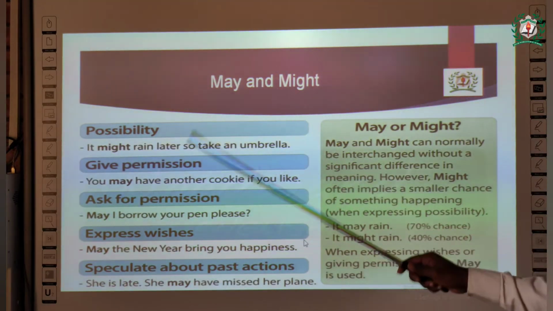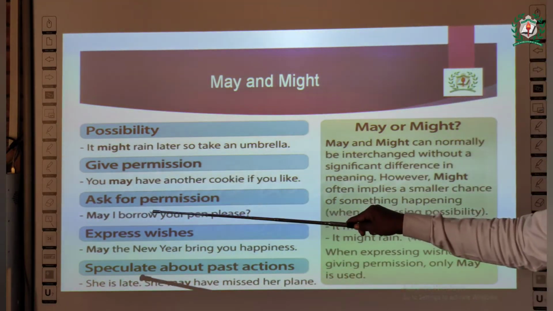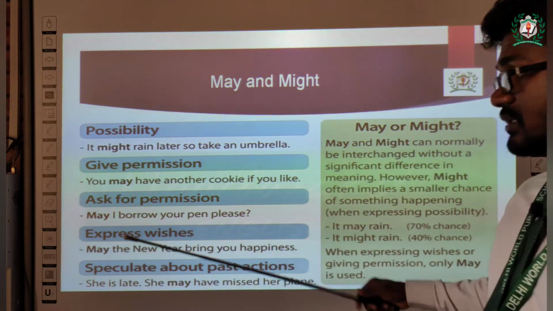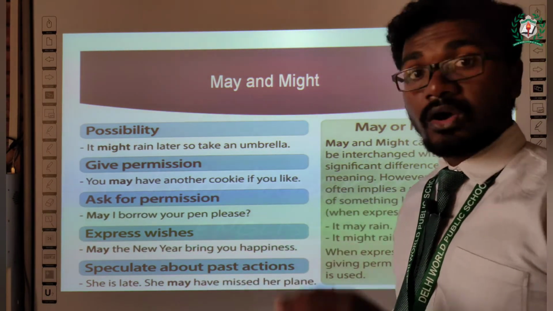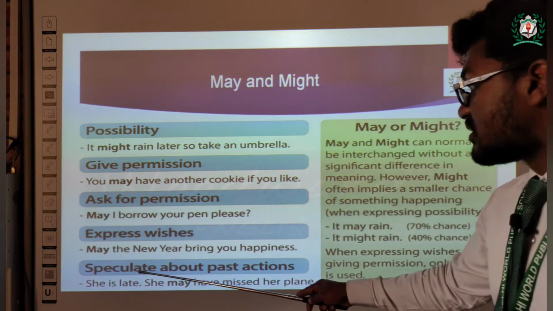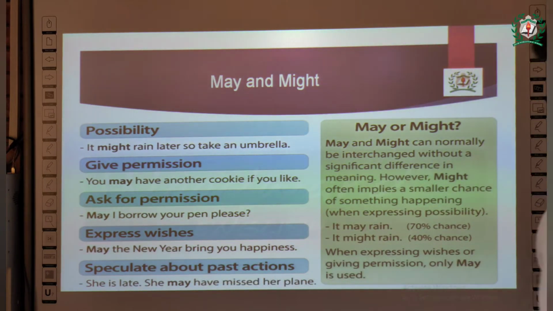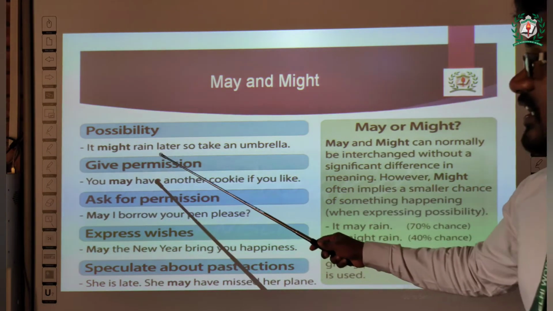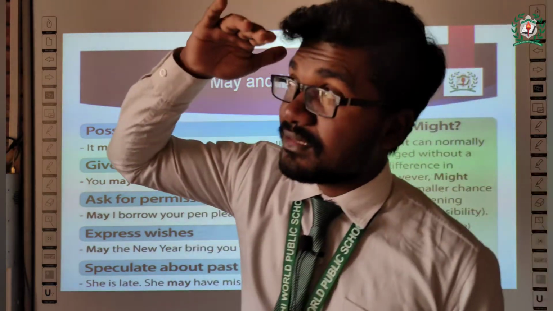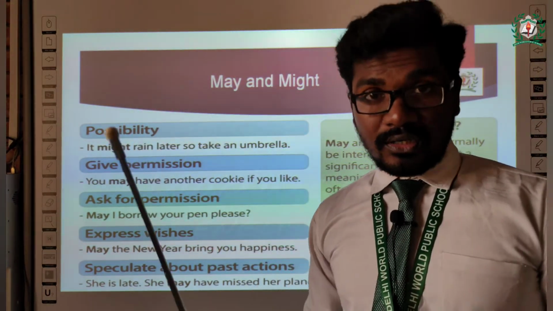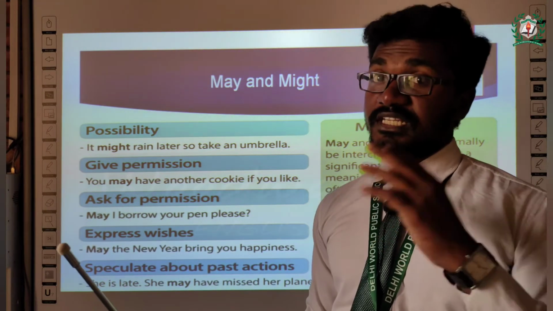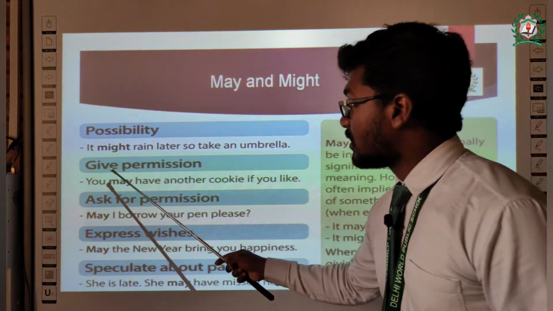Next, may and might. The possibility, permission: giving permission and asking permission, expressing wishes, may God bless you, right? You would have seen, you would have heard: speculating about past actions, what has happened. Let's see, it might rain later too, so take an umbrella. By seeing the sky, you are just thinking that it might rain, it may rain. Okay, now give permission.